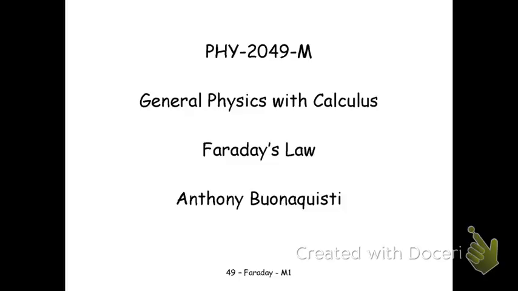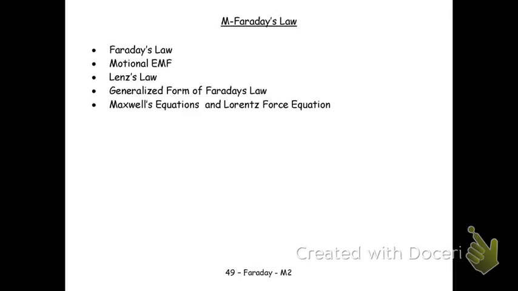So let's have a look. We're going to do Faraday's Law. It's the third chapter in our bit on magnetism. And we're going to talk about Faraday's Law, which is all about changing magnetic flux and its effect on electrical signals, electrical voltages and currents down a wire. And then we're going to talk about a thing called motional EMF. That is the EMF caused by the motion of, say, a conductor through a magnetic field.